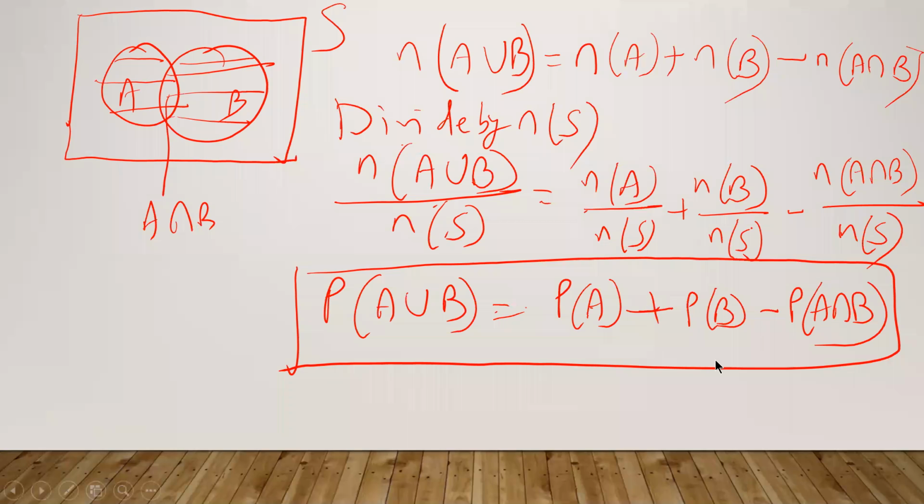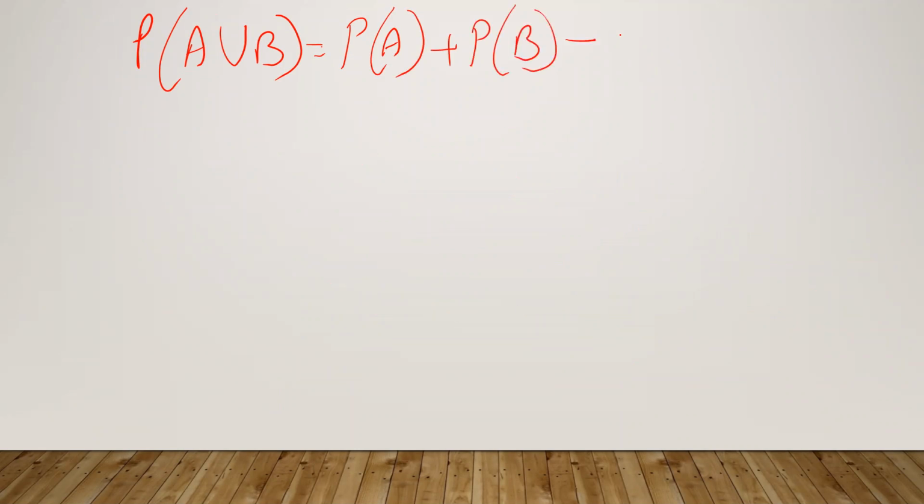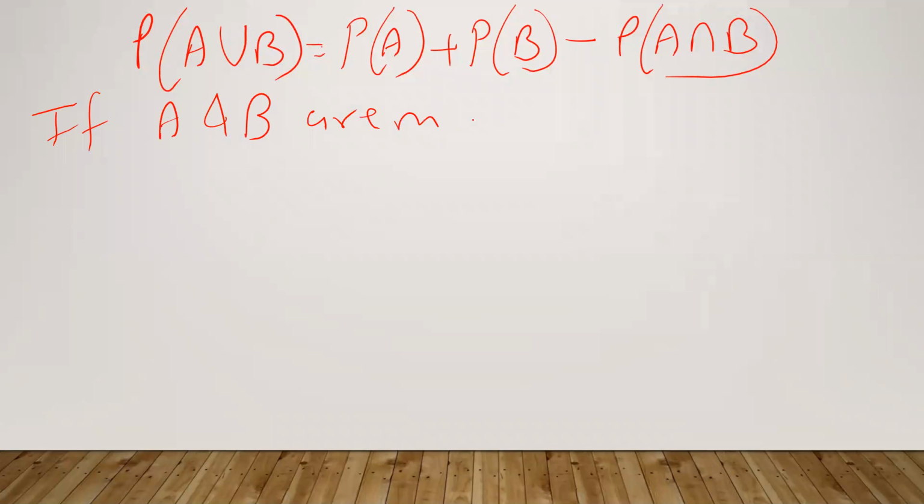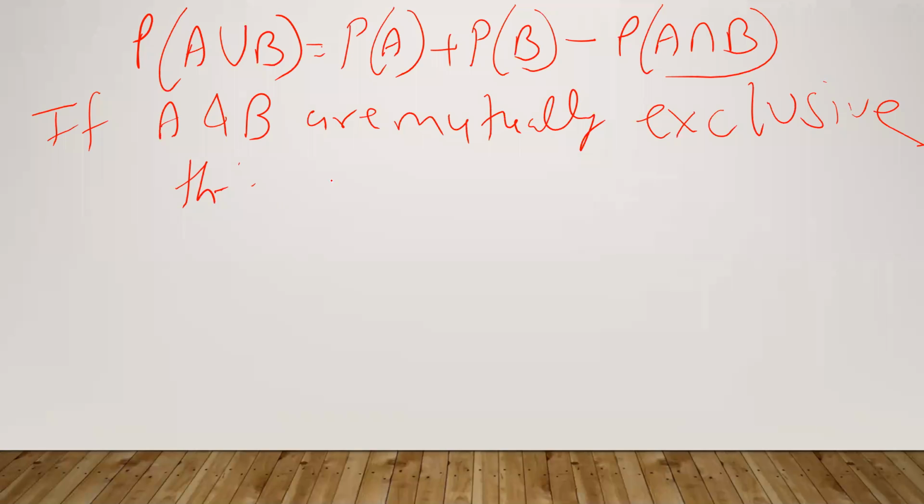Now see this. What formula did we get? Probability of A union B is equal to probability of A plus probability of B minus probability of A intersection B. If A and B are mutually exclusive, what is the meaning of mutually exclusive? Mutually exclusive means their intersection is empty. That means if A and B are mutually exclusive, then A intersection B will be the empty set. That is the definition of mutually exclusive events.